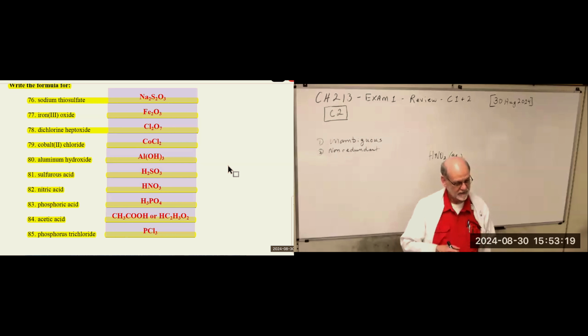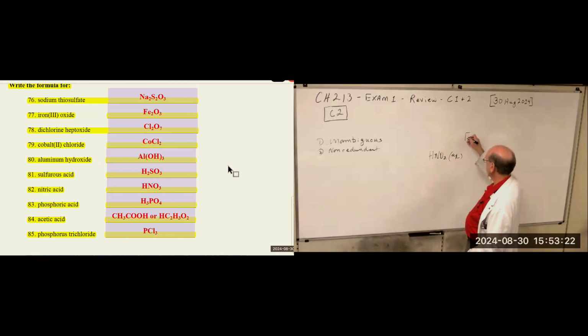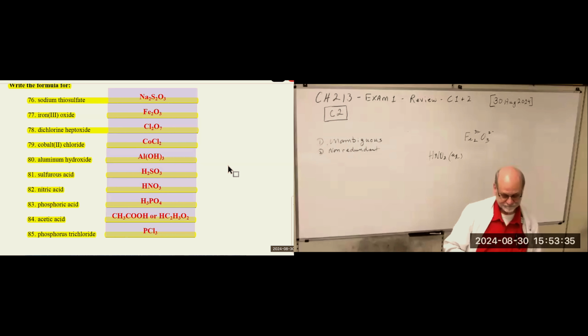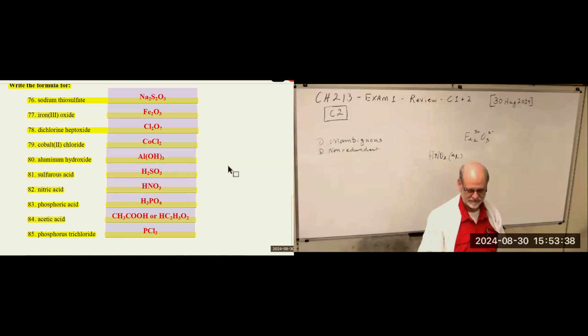Iron 3 oxide. So in that case, you have iron with a 3+ charge, and we know oxygen is the 2- charge. So we just put the 2 over there and the 3 over here, Fe2O3. Dichlorine heptoxide. We just say Cl2 for dichlorine and 7 for heptoxide. Cobalt-2 chloride. Right. Chlorine is -1. We know cobalt is 2, right there, it says so. 2+ cobalt, so we need 2 chlorines.